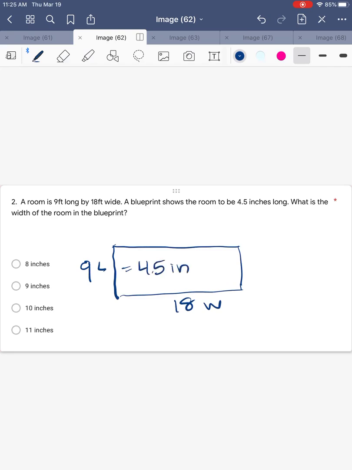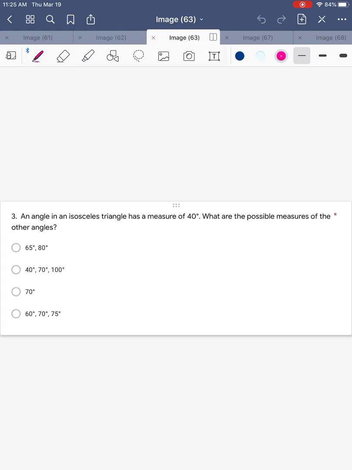So we want to decide, what did we do to 9 to get it to 4.5? Well, we probably divided it by 2 to get it to 4.5. So in order to find out what the 18 would be, we're going to want to divide it by 2. So we're going to take the 18 divided by 2, and that is how we can find our answer on number 2. Number 3, an isosceles triangle has an angle that has a measure of 40 degrees. What are the possible measures of the other angles?